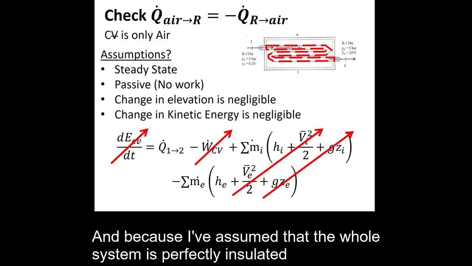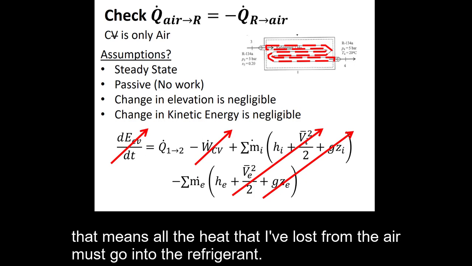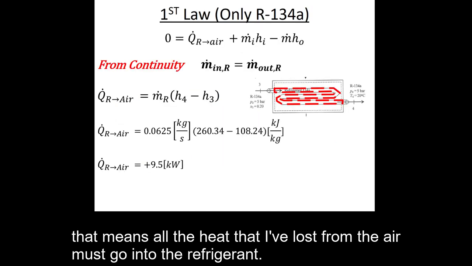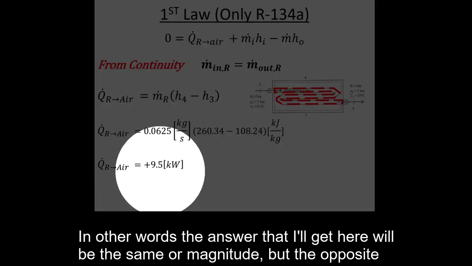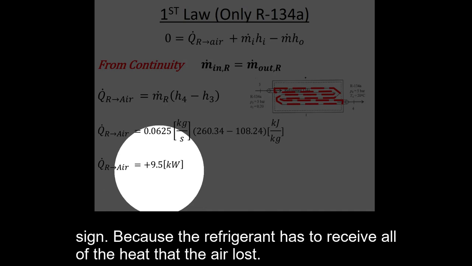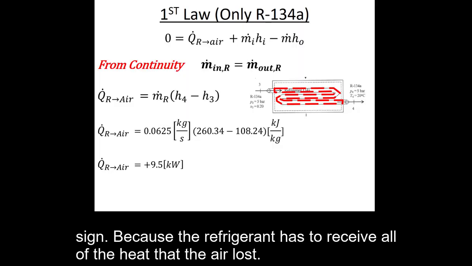I can check this answer by doing the same analysis on the refrigerant side of the heat exchanger. And because I've assumed that the whole system is perfectly insulated, that means all the heat that I've lost from the air must go into the refrigerant. In other words, the answer that I'll get here will be the same magnitude, but the opposite sign, because the refrigerant has to receive all of the heat that the air lost.